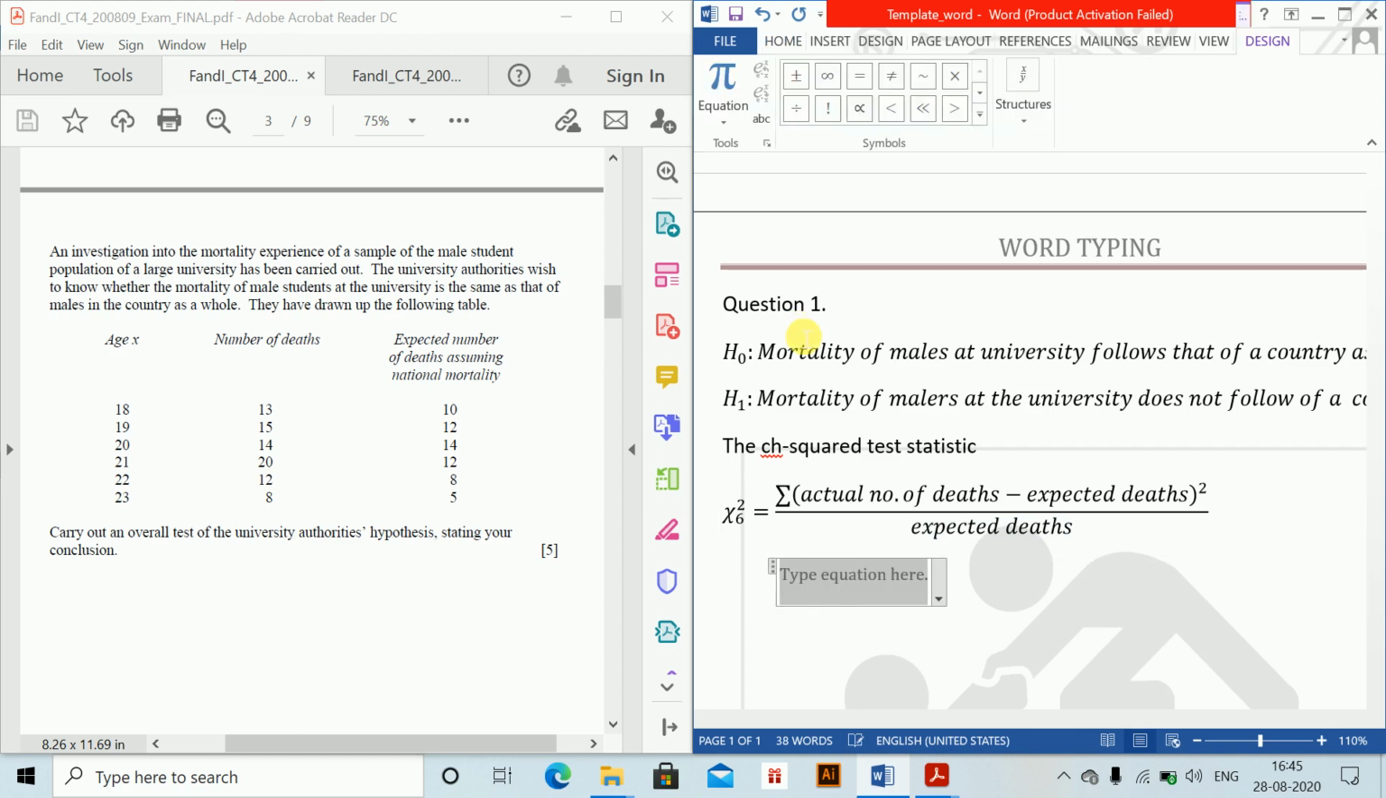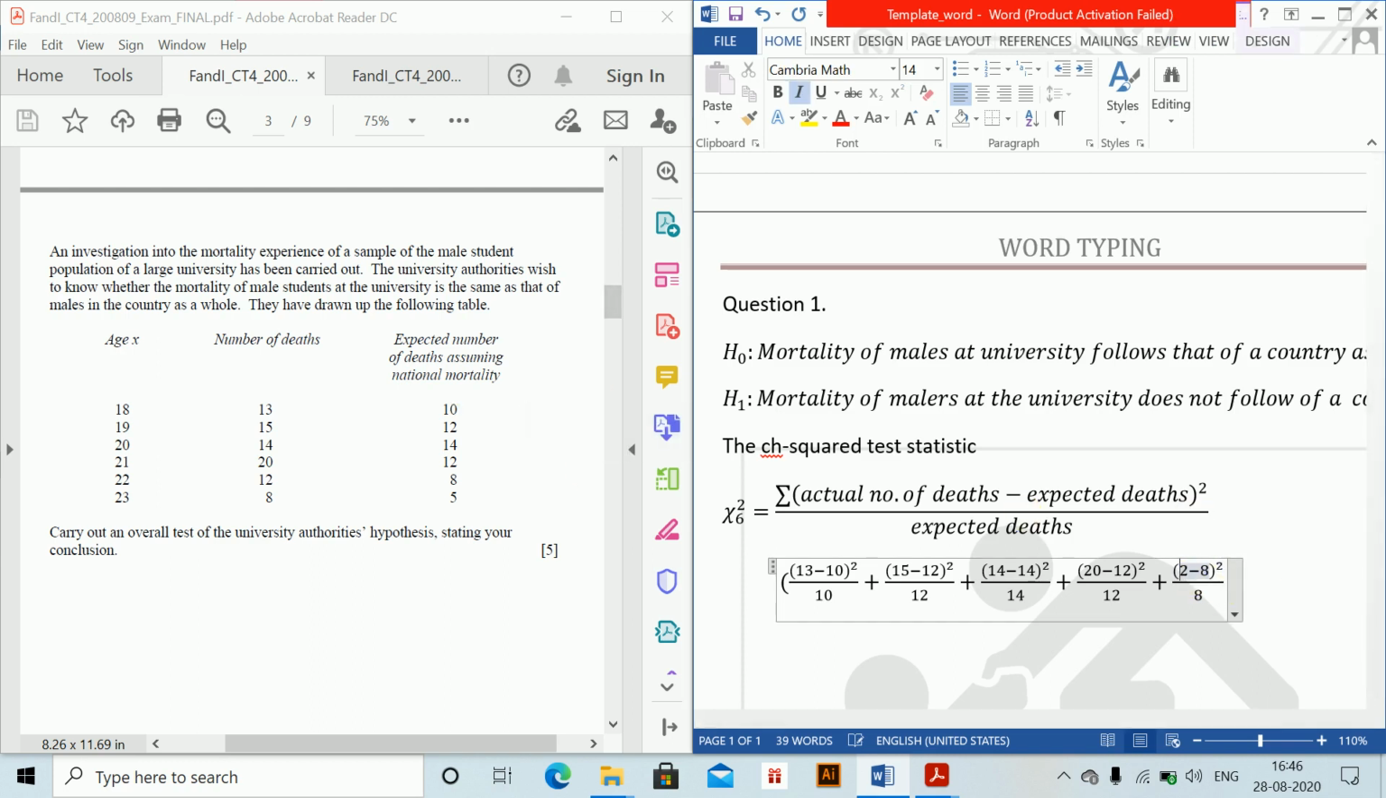So coming down, now we'll continue: 13 minus 10 squared divided by 10, plus 15 minus 12 squared divided by 12, plus 14 minus 14 divided by 14. So you can see I am taking values just from our table because it's given to us. Plus 20 minus 12 squared divided by 12, plus 12 minus 8 squared divided by 8, plus 8 minus 5 squared divided by 5. So solving this you get 10.783.